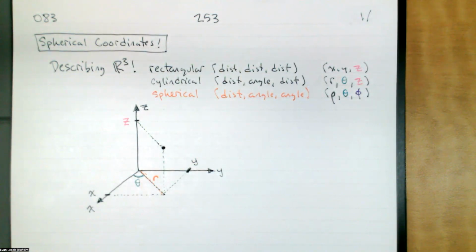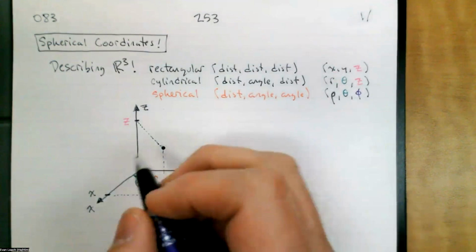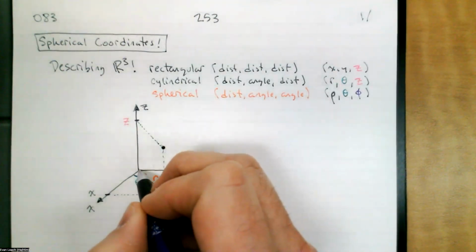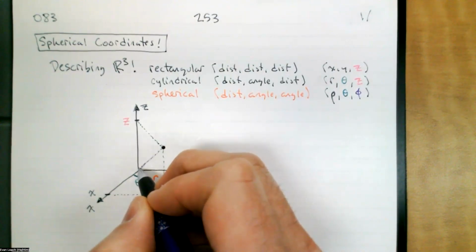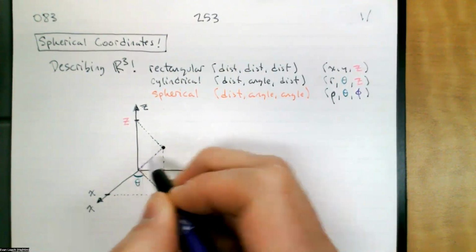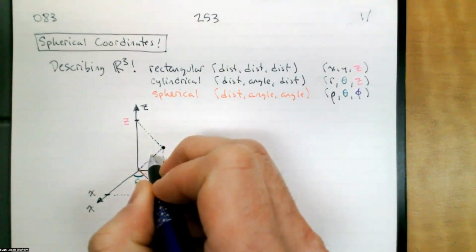So now we've got to describe this point in spherical coordinates. We get to use only one distance. There's only one distance that we have available. And so the only one that we can choose is the distance from the origin to that point. So the distance from the origin to that point is the distance rho.